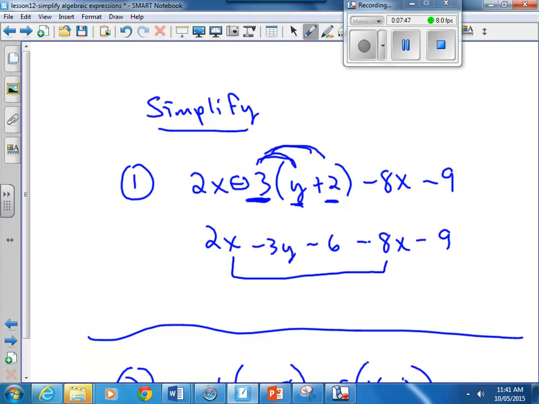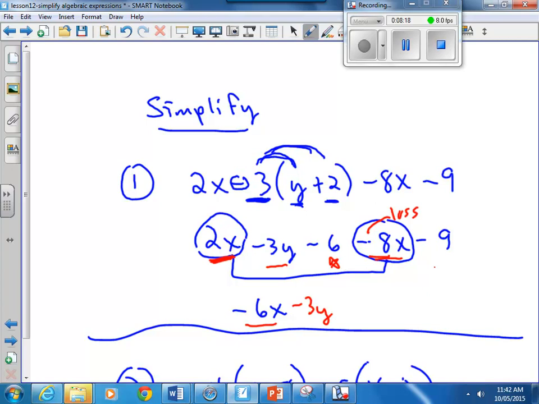Pin all the like terms together, meaning combine them. So 2x goes with negative 8x. And when we say combine, we mean like add like terms. So 2x plus negative 8x is negative 6x. And if it helps you, think of money. If you have $2 and you lose 8, think of negative as loss. If you have $2 and you lose 8, you're going to be in the hole 6. Okay? Negative 3y, he doesn't have anybody to go with. But negative 6, loss of 9 for an overall loss of 15.